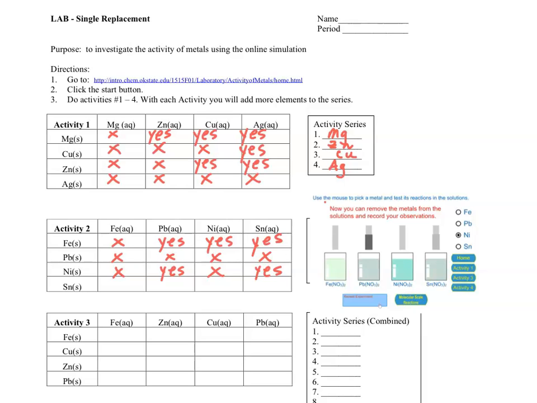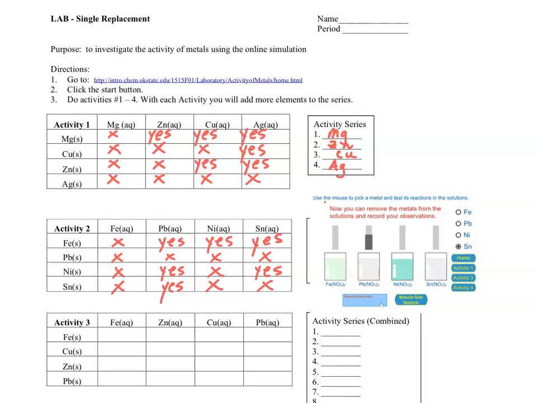All right, switch up the metal again to tin, Sn. Dip a piece of those into each beaker. Wait for a second, and then pull them out to record some data. And we have the first one, no reaction. The second one, a yes. The third one, no reaction. The fourth one, no reaction.